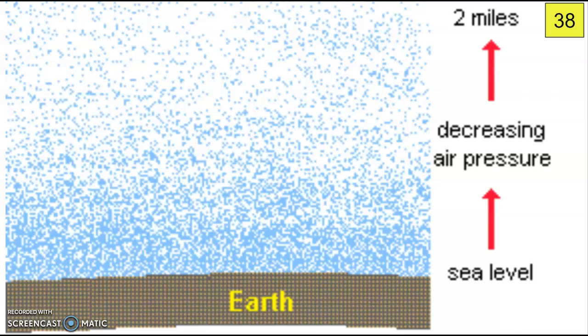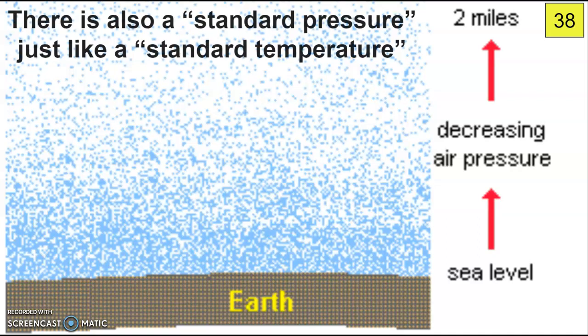At sea level, we've got a lot of particles, and as we go up and up and up, the air gets thinner. If you've ever been up on the top of a mountain and it's harder to breathe with elevation, that's because there are fewer air particles there. So at sea level, there's a lot of pressure, and as we go up, the pressure decreases.